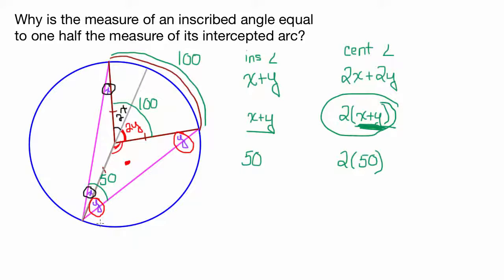There are 3 possibilities though. Remember, we talked about this was the case where the center of the circle was in the interior of the inscribed angle, then there's the one where it's in the exterior, and then there's the one where it's actually on the side. So we're going to prove all 3, so that's the first one. Okay, good job.